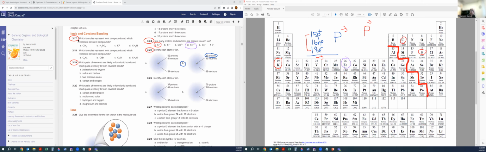Okay, so that's number 17, 19, 24, and 25. I'll see if I can do some more later, guys, but that's kind of enough for now. All right, okay then.